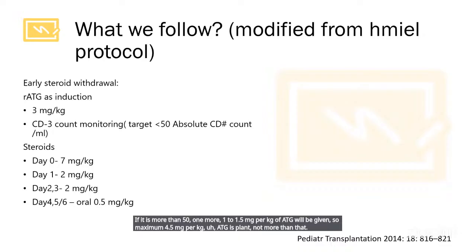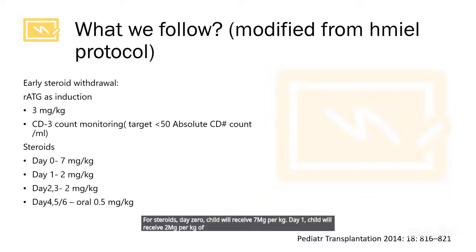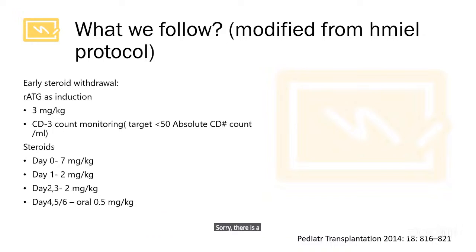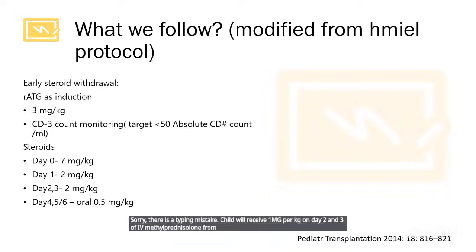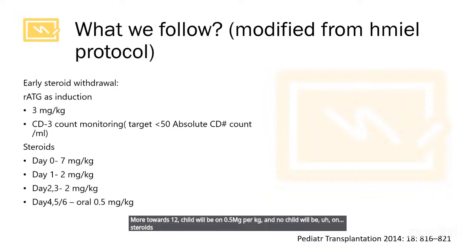For steroids, on day 0 the child will receive 7 mg per kg. Day 1, the child will receive 2 mg per kg of IV methylprednisolone. Day 2 and 3, sorry, there is a typing mistake, the child will receive 1 mg per kg of IV methylprednisolone. From day 4 to day 7, till we achieve the target trough level, that is almost 10 to 12, more towards 12, the child will be on 0.5 mg per kg, and no child will be on steroids after post-op day 7.